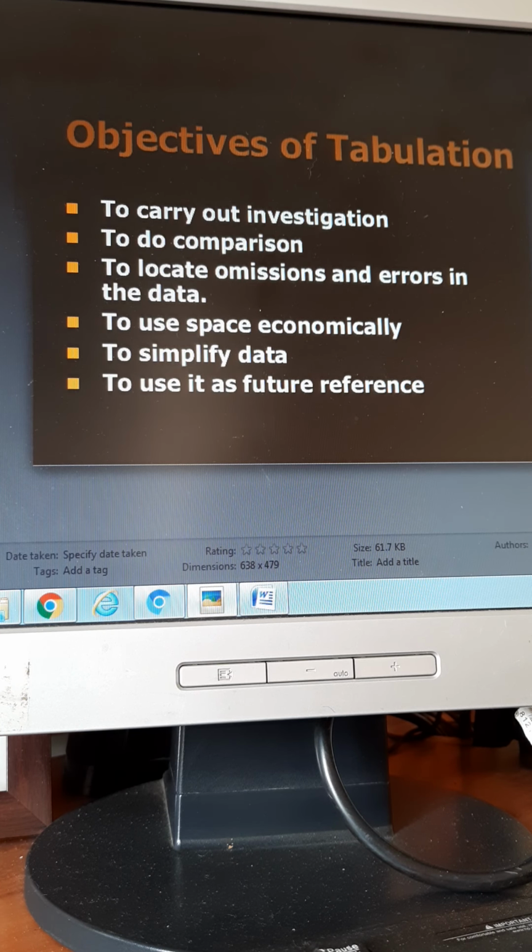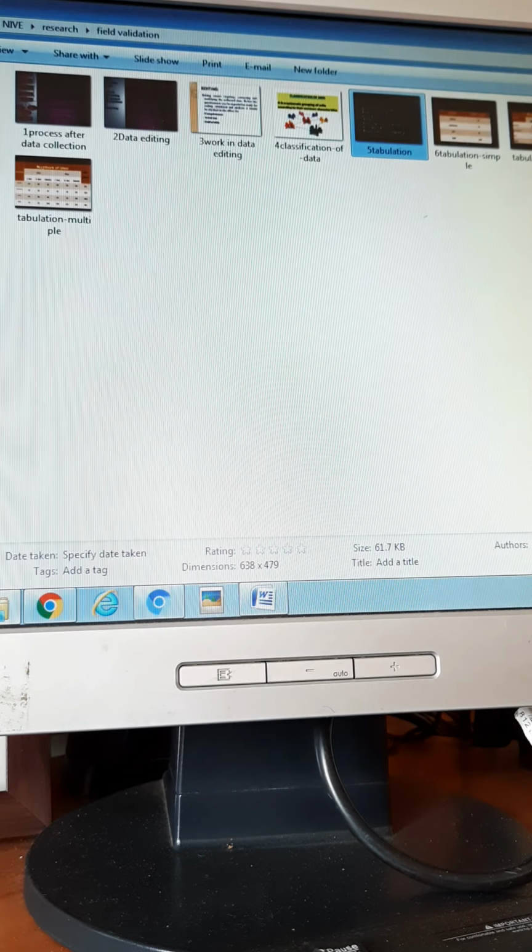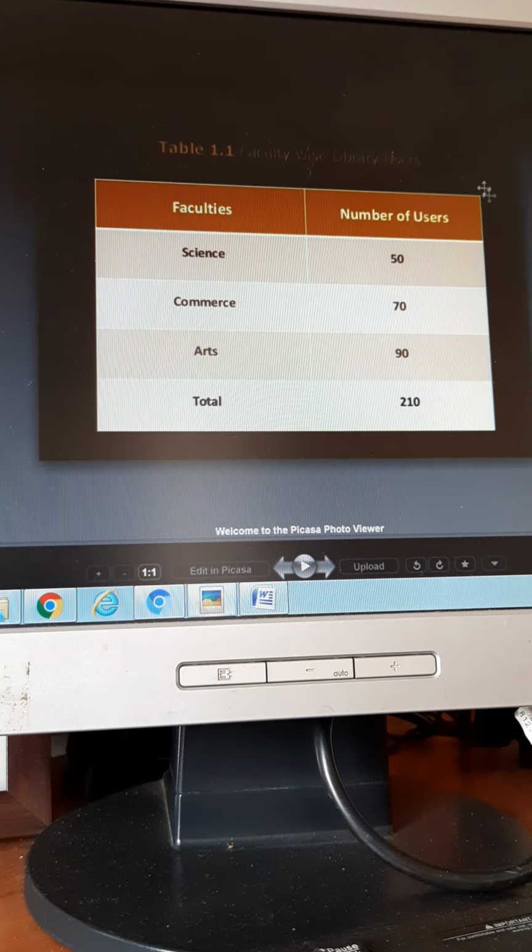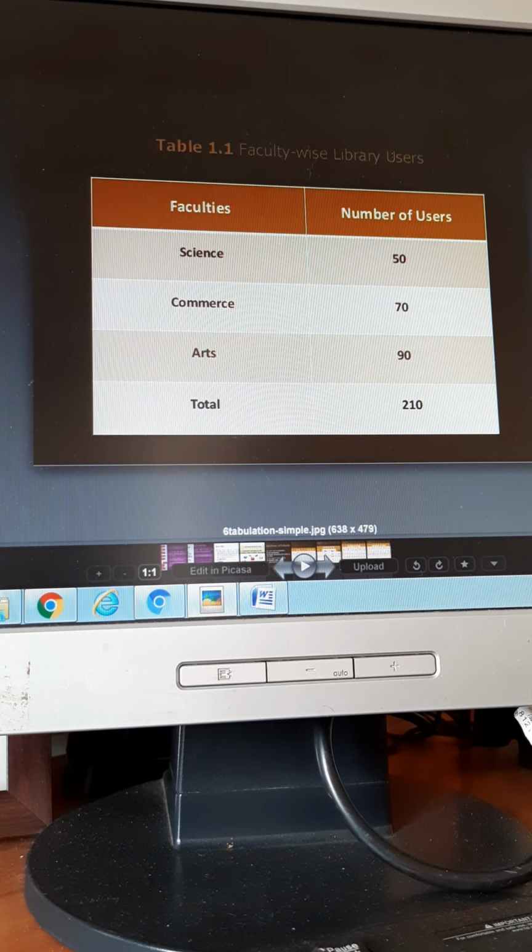How will you go through 1,000 different answers? So it is easy to express it in certain tables, so it will be easy to understand. So tabulation is done after that. There are very many types of tabulation. This is a very simple tabulation.